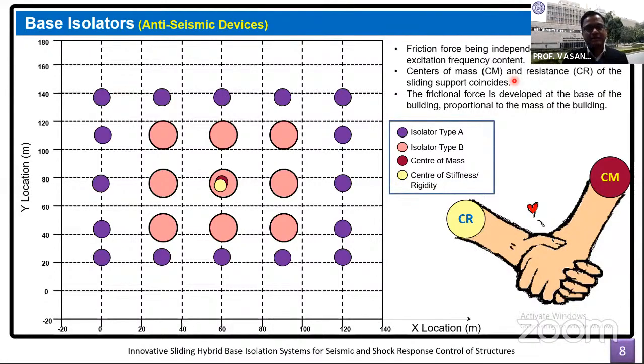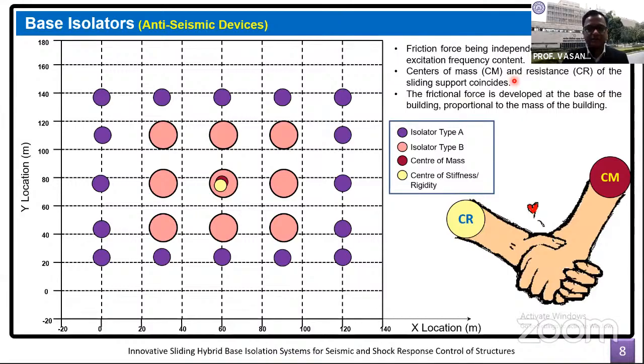Even for asymmetrical structures where the center of mass and center of resistance do not otherwise match, when we are using the sliding isolation system, particularly the one that we are seeing in the picture, there is quite a matching of the center of mass and center of resistance, and the frictional force that is developed at the base of the building is proportional to the mass of the building.